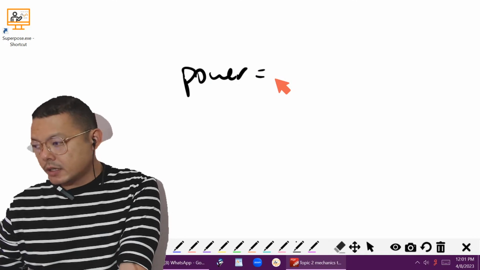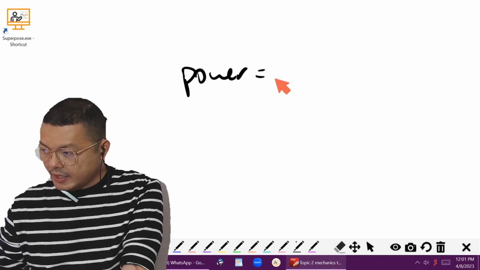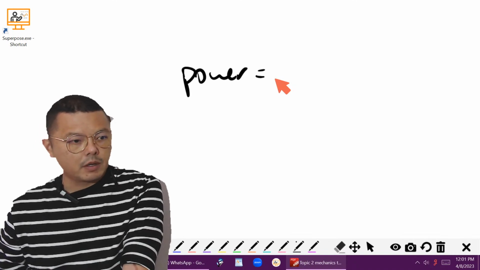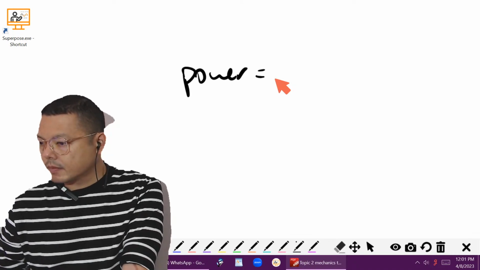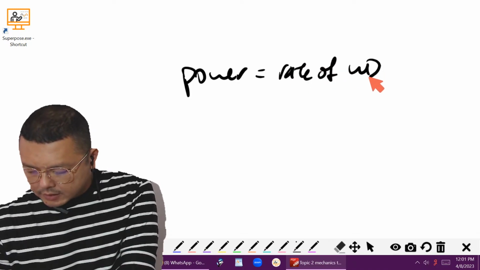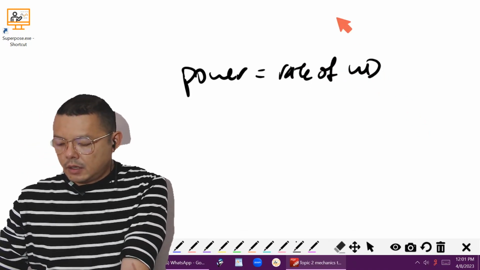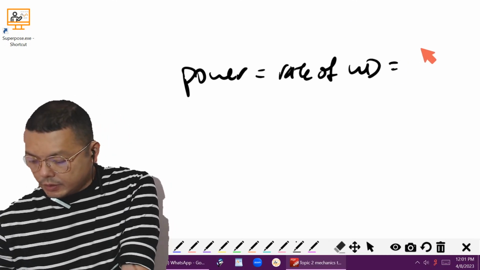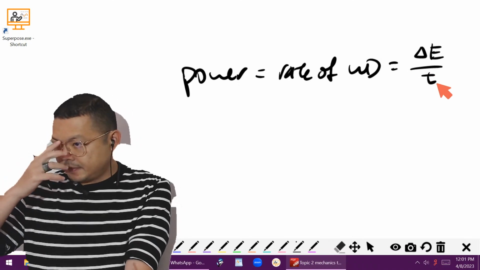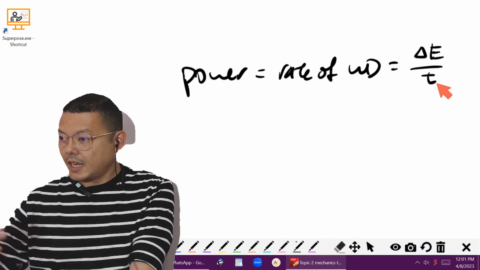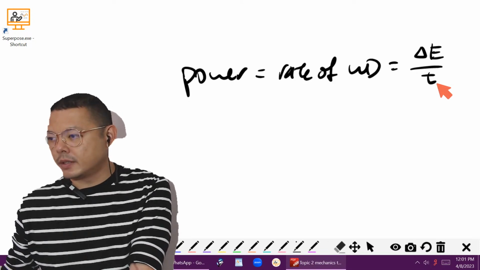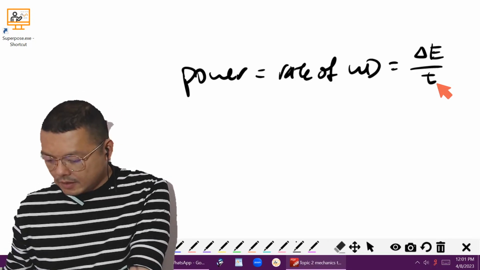Okay, rate of work done, or energy consumed per unit time, or energy produced per unit time. Power is just energy per unit time. Right, that's what power is. Power is rate of work done, which is equal to energy over time. What's the units of power? Yeah, exactly. And I was telling you what's the units of power.